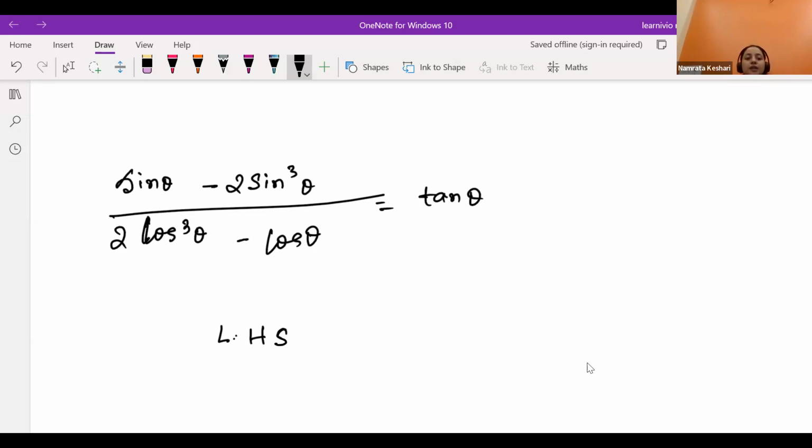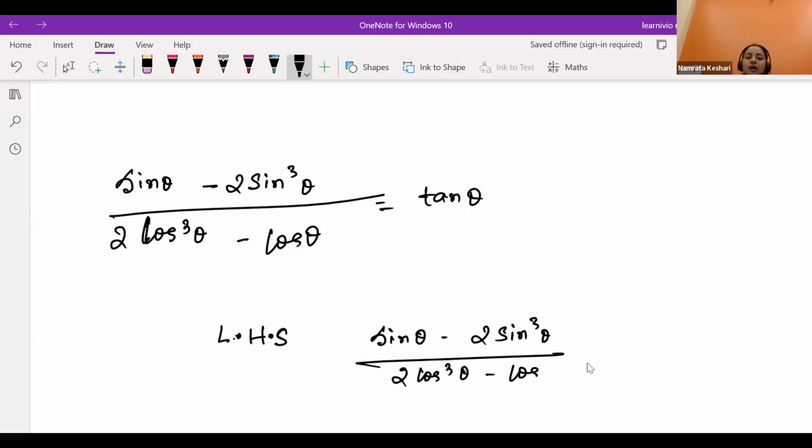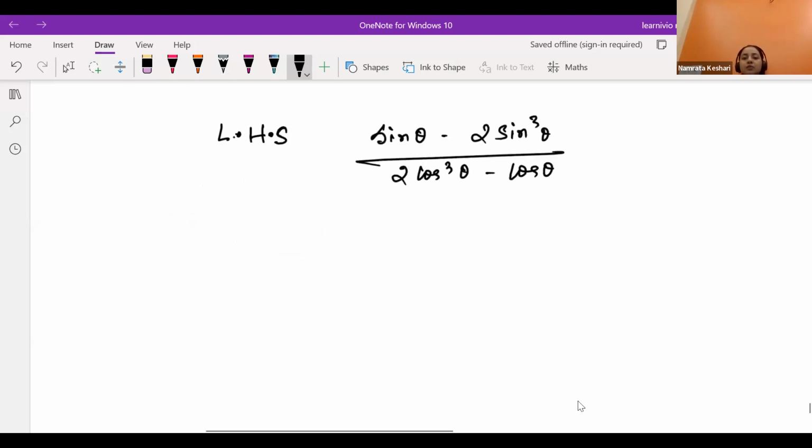Yeah, left hand side, which is sine theta minus 2 sine cube theta over 2 cos cube theta minus cos theta. Can you see something we can take out as a common factor from the numerator's part? And also something can be taken out from the denominator as a common factor. What can be taken out from the numerator? Who will say?